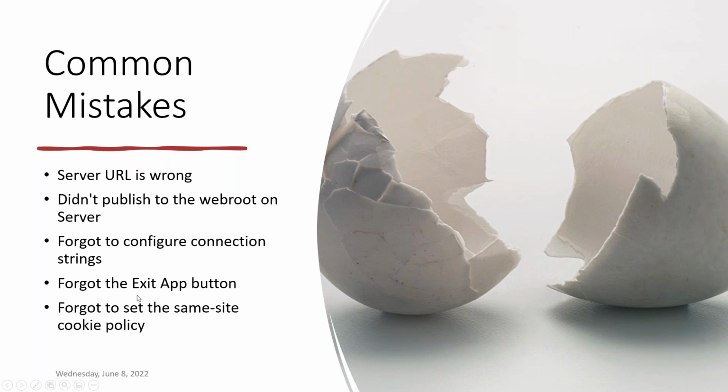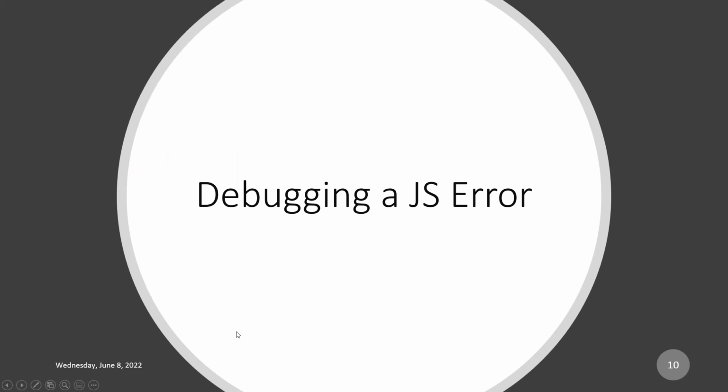And then also, forgetting the exit app button can make your life miserable when working with Alpha Launch, as well as if you forget to set the same site cookie policy, it's not going to be able to make any callbacks. It's going to behave badly, and it's just not going to work. So you need to make sure that you've set that to unset on your server. So, common mistakes.